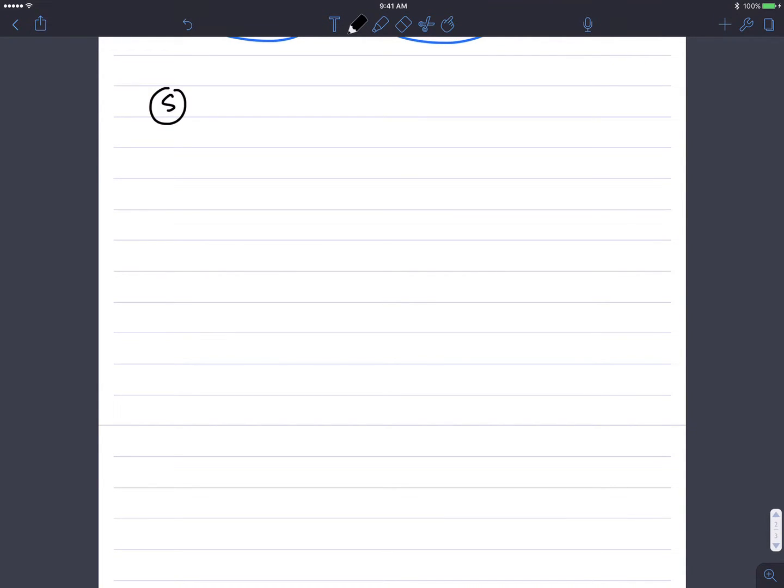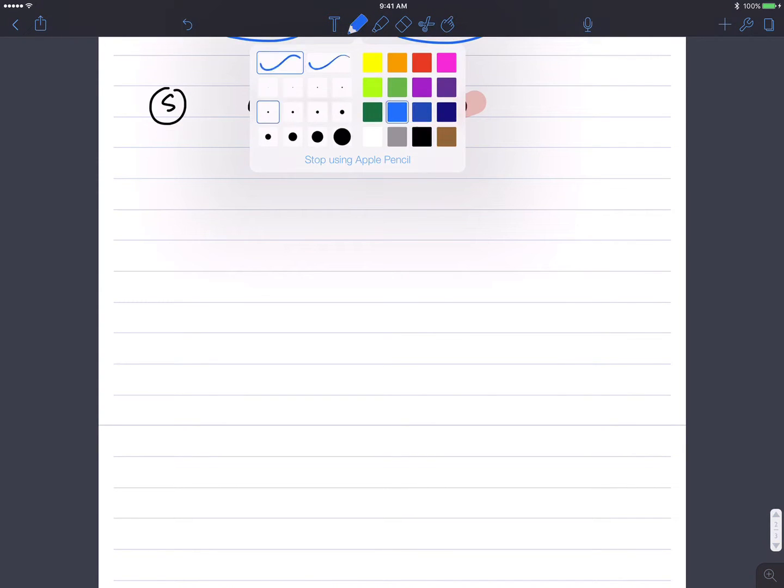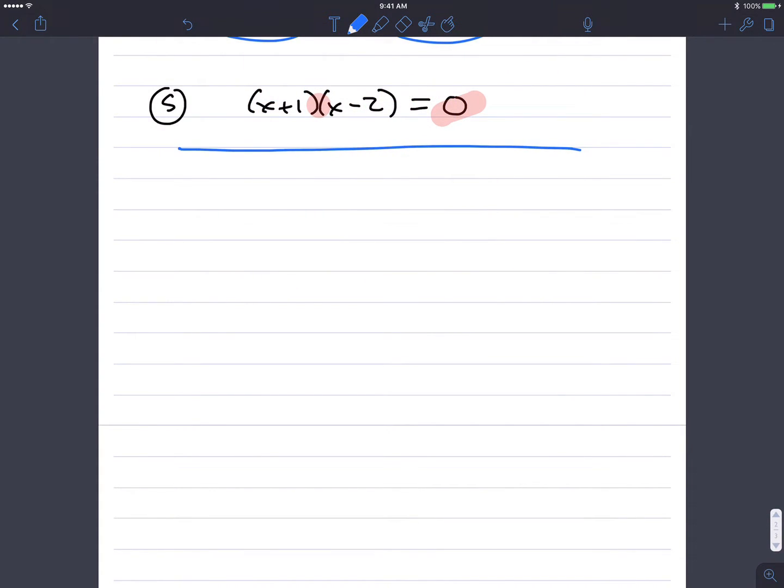Number 5. (x + 1)(x - 2) = 0. You have a product here, and it equals 0. So what do you guys do? You set x + 1 equal to 0. You set x - 2 equal to 0. And what happens now? Solve for what? You're going to solve for x.